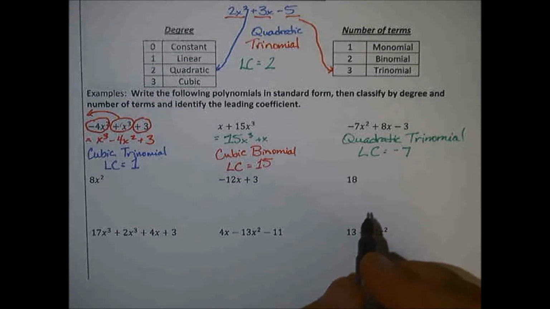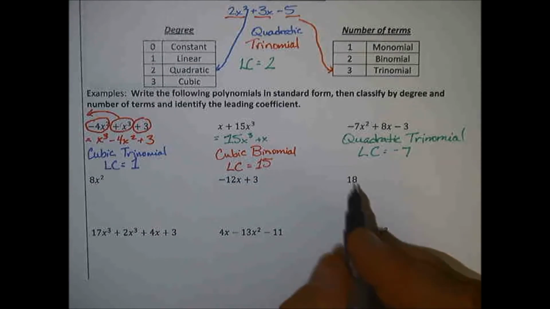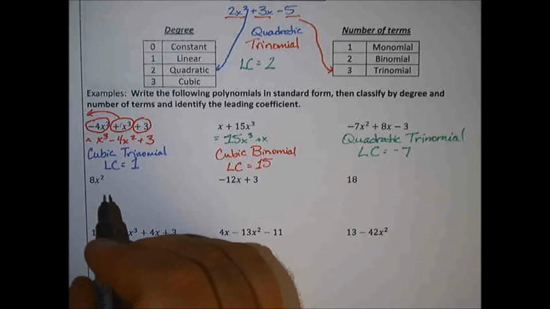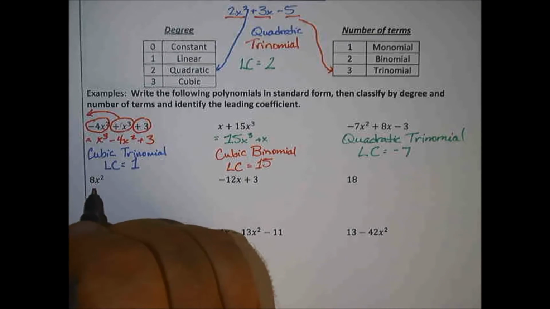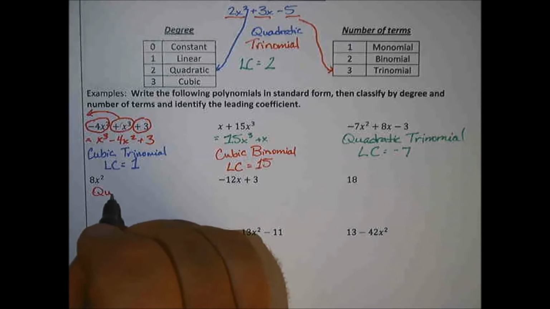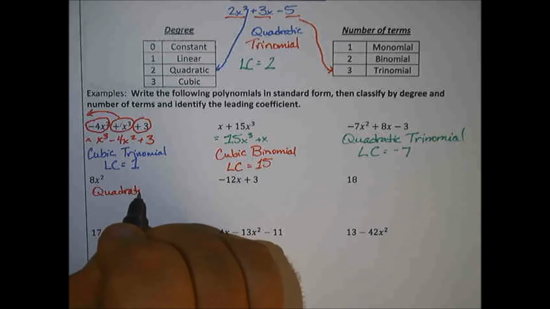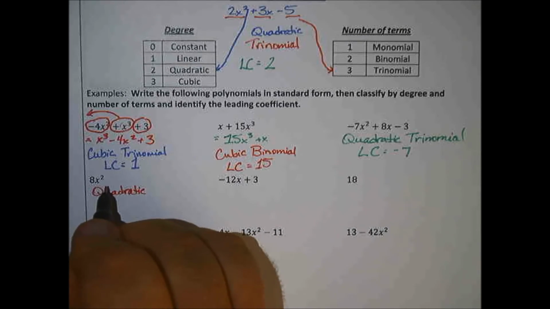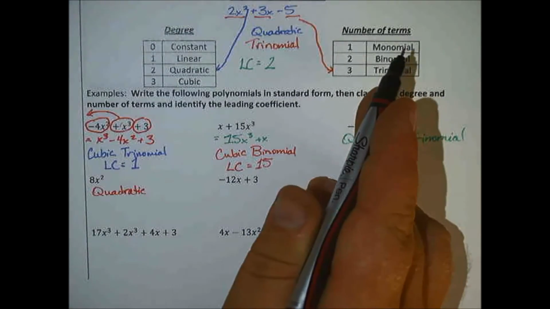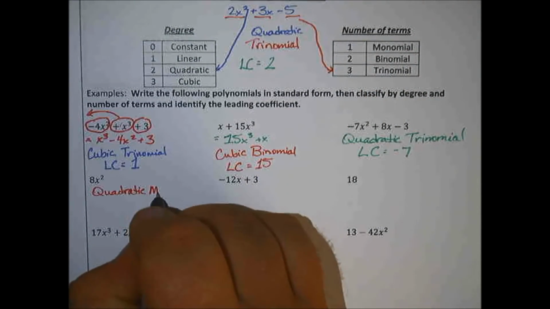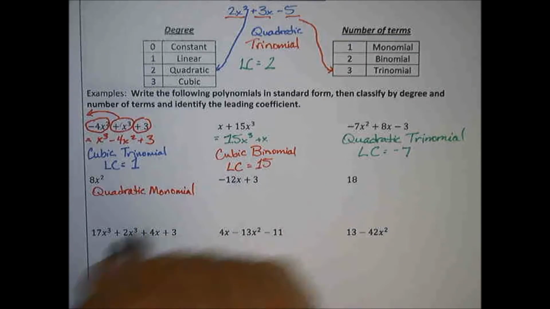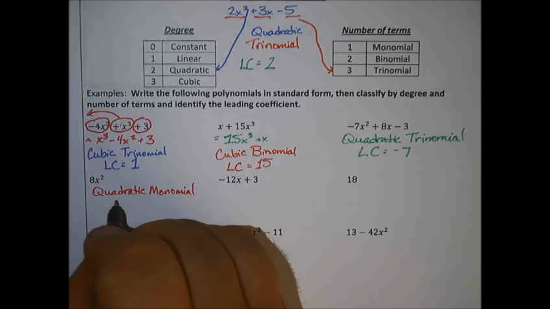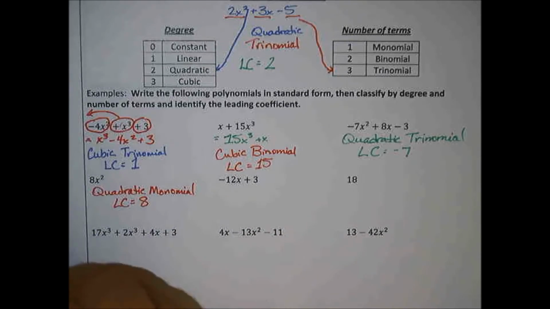Okay, all 3 of these, if you didn't notice, they're all in standard form. This one at the end is kind of weird, but we'll talk about that when we get there. Okay, here, the degree is 2. So the degree of 2 is called quadratic. There's only 1 term here, so it's a monomial. See in my little chart there, 1 term is monomial. Mono means 1. So there's a monomial, and the leading coefficient is 8.